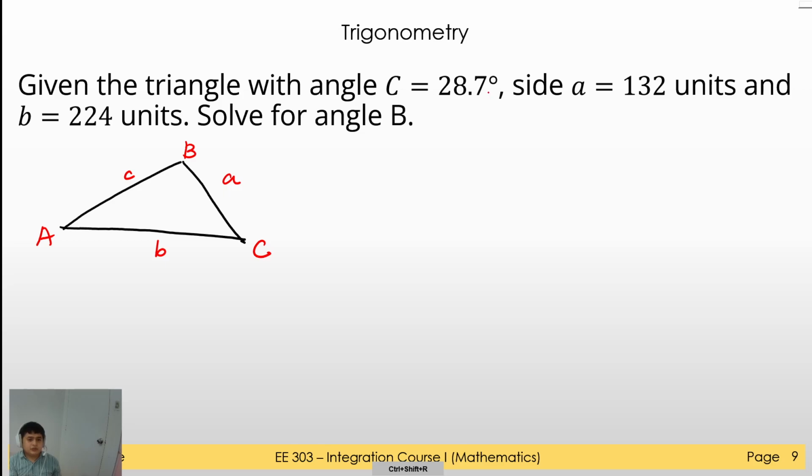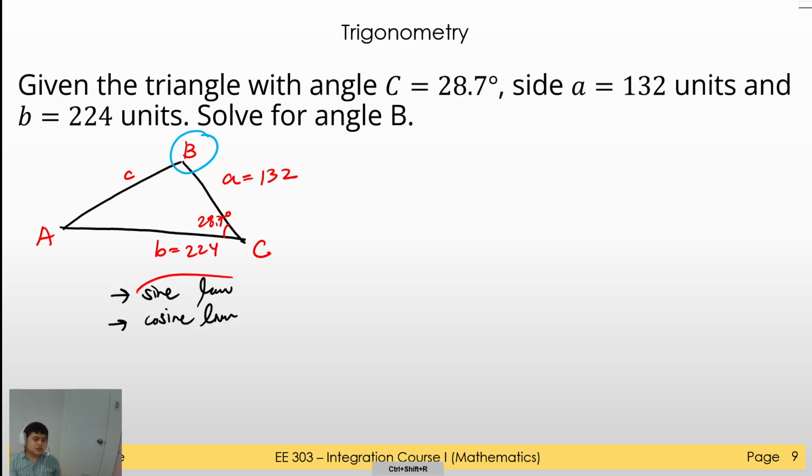So for this given, we can visualize that angle C is 28.7 degrees, side A is 132 units, and side B is 224. Then we want to solve for angle B. Now we have two tools for oblique triangles: the sine law and the cosine law.